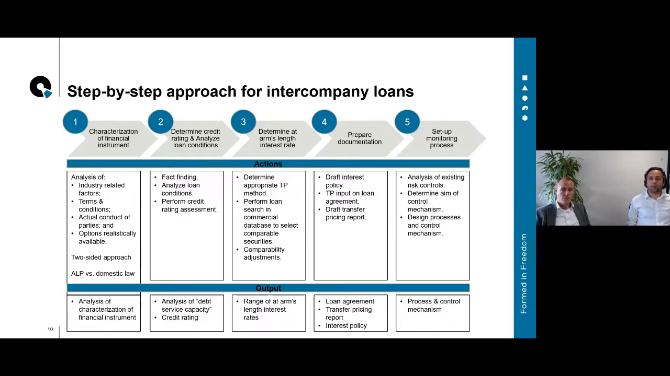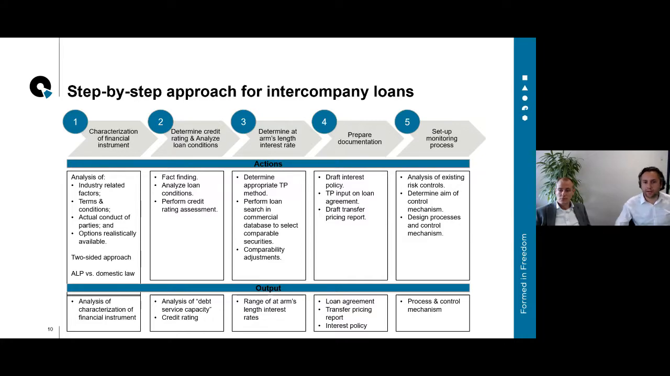The next step, also an important aspect and also has a huge impact on your interest rate, is determining the credit rating of the borrowing company. On the next slide, I will show a small example on this. Step 3 is the relevant part we should discuss today. That's the economic analysis, also known as the benchmark study. Step 4 is preparing relevant documentation, and step 5 is the monitoring process, something we will not discuss further today.